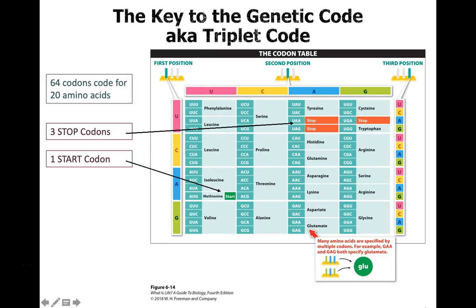So the way you read this is by finding the first position, U, the second position, and then the third position in the middle of the code. So if our code was, let's say, CCG, we're going to start here. We're going to find C. Now we need C in our second row, so that's this box here, and then A. So CCA codes for proline. Let's say we want AGA.